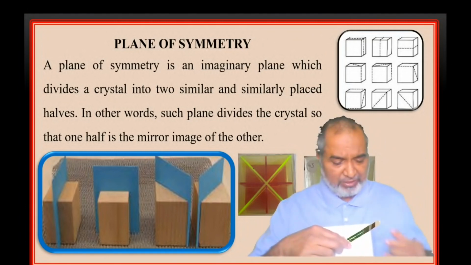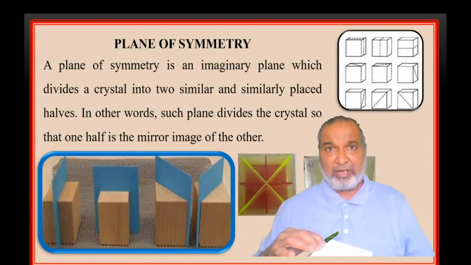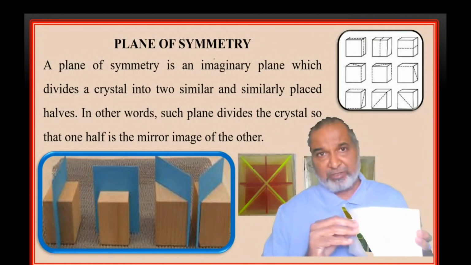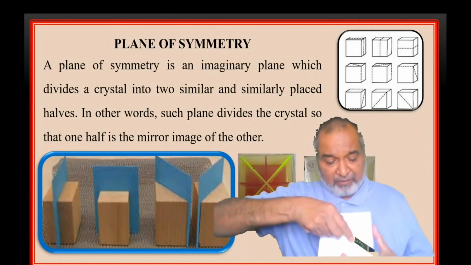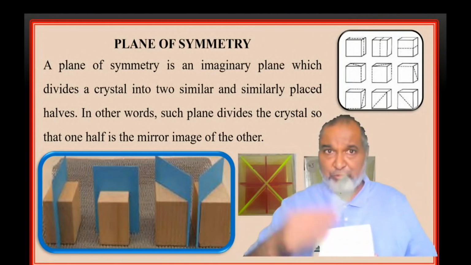Whenever these two planes are there, they pass through the edges and are exposed on the back side, one on this side, one on this side. So front and back, they have two diagonal planes.